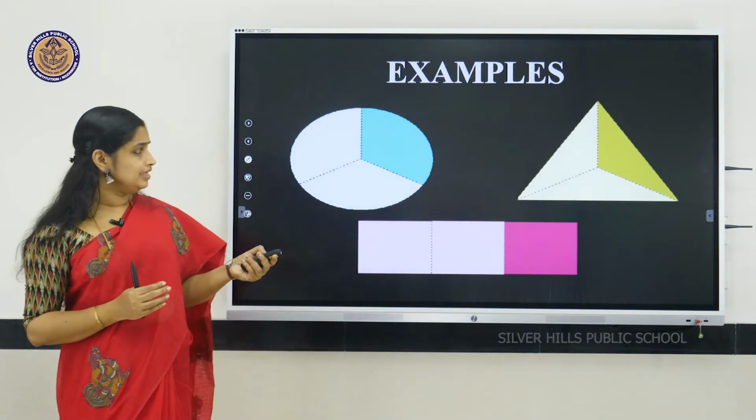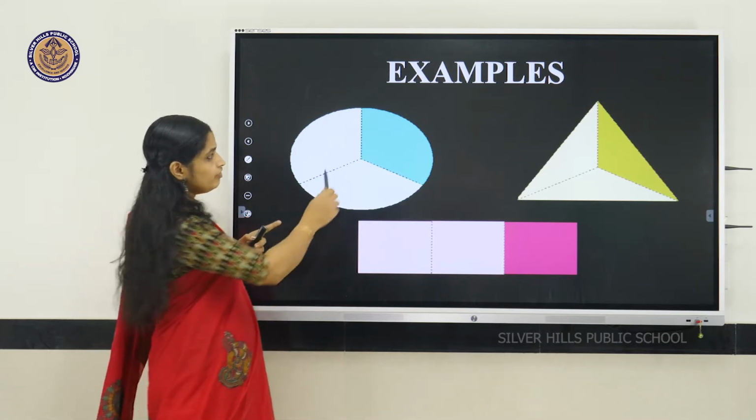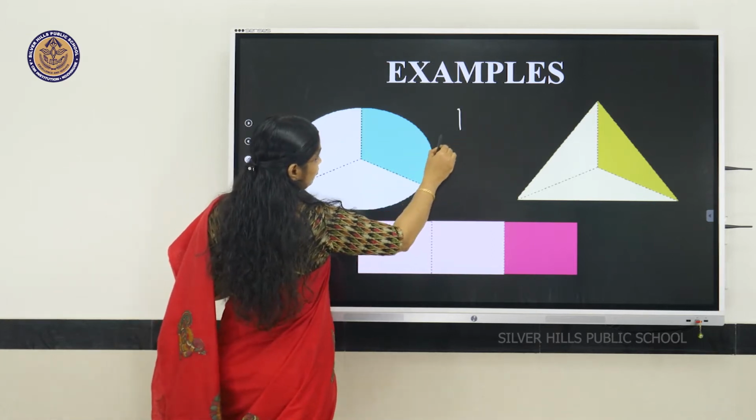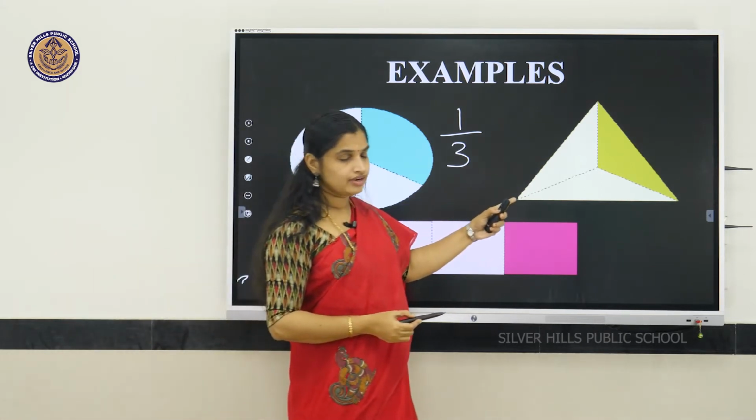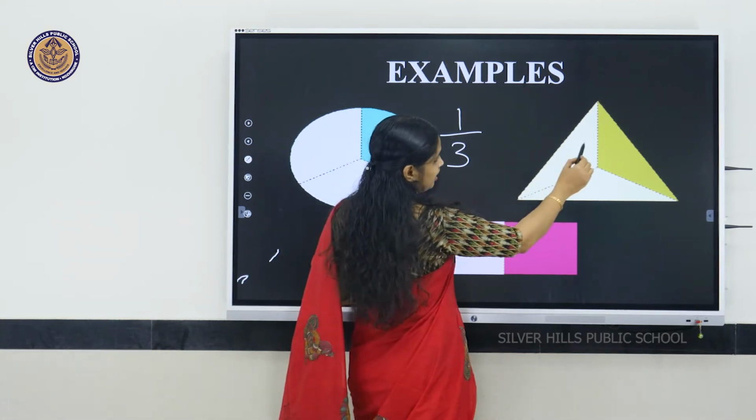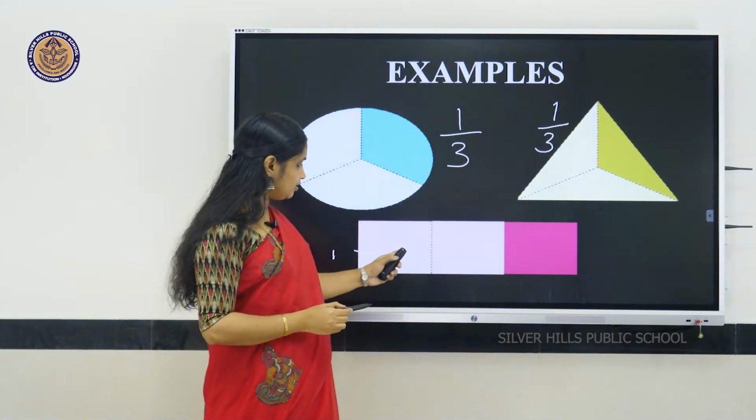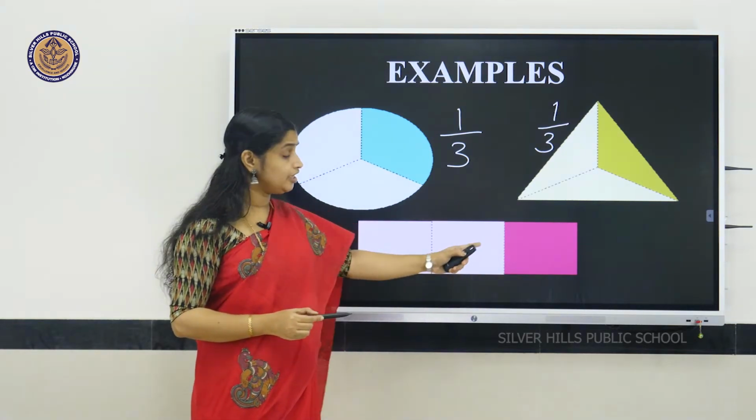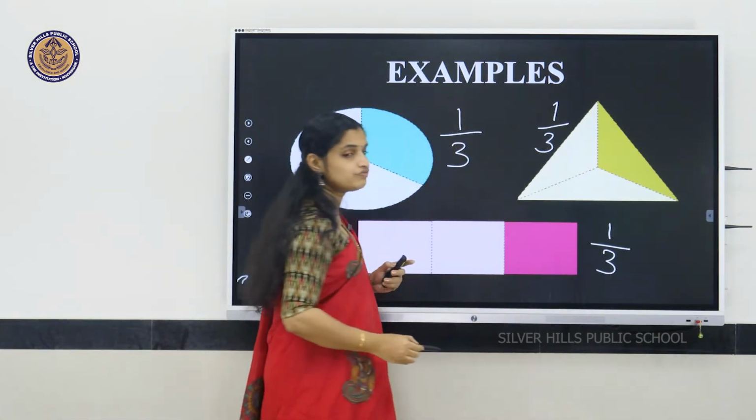Now these are some examples. Here the circle is divided into 3 equal parts and one part is shaded. So how can we write the fraction? It is 1 out of 3. Now see this triangle, it is divided into 3 equal parts and one part is shaded. So we can write this as 1 by 3. And see this rectangle, this rectangle is divided into 3 parts and one part is shaded. So we can write the fraction as 1 by 3.